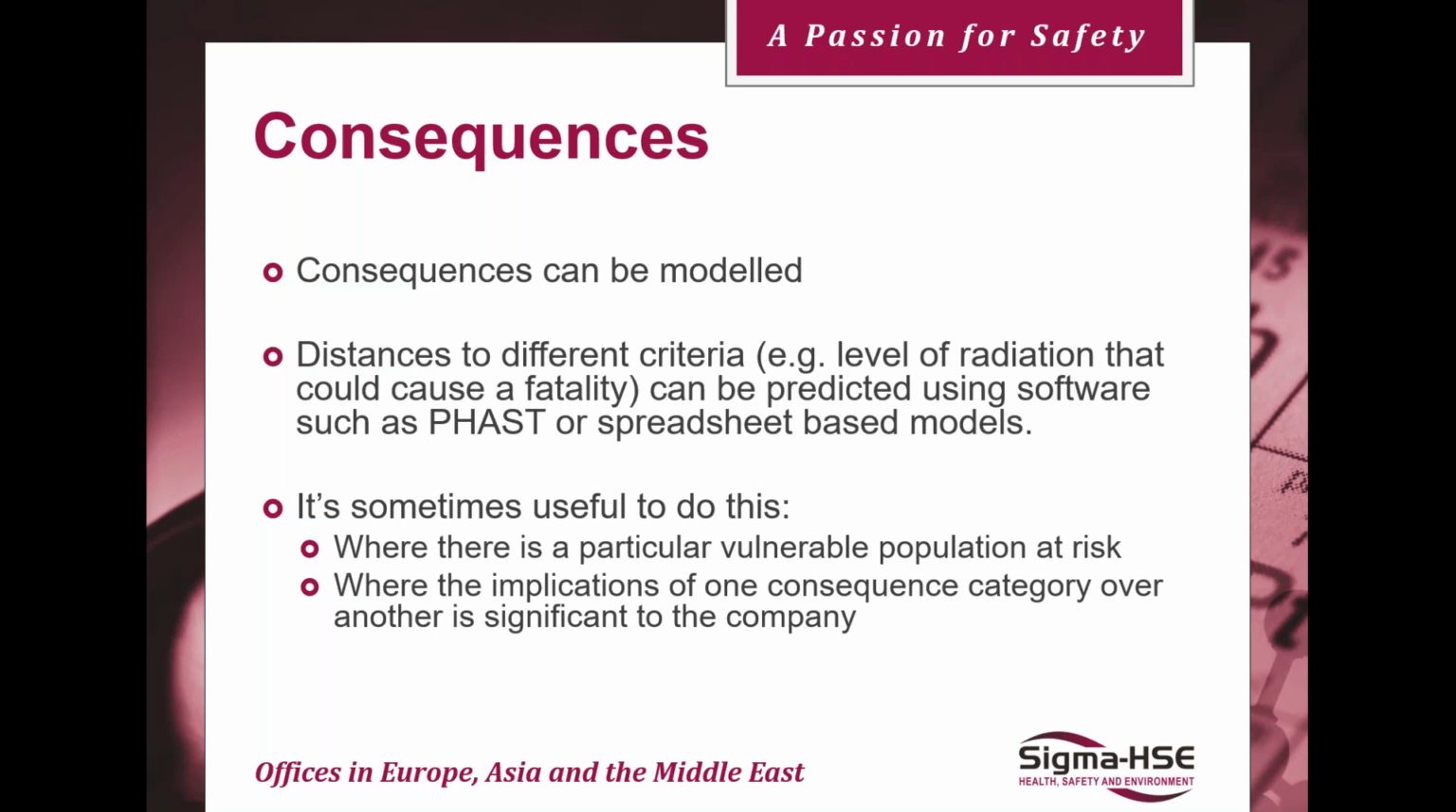So if your plant is sited right next door to an old people's home or a school or a supermarket, you've got a vulnerable population who may be at risk from your activities. We need to recognise this. It's going to define how good your safeguards need to be. You can also record the consequences in terms of the damage that it's going to do to your reputation as well. So this is not required under the law, but it's sometimes useful for companies to do that. If a particular loss of containment means that you're going to lose £1 million a day, that might be something on which you want to spend a bit of time thinking about.